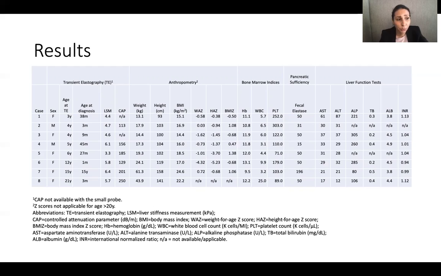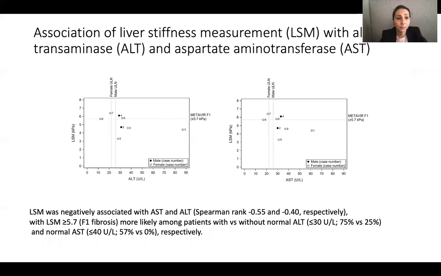All 8 patients underwent TE with a median LSM and CAP measurement, which is a measurement of steatosis, of 5.2 and 171 respectively. LSM was negatively associated with AST and ALT, with an LSM of greater than or equal to 5.7, or F1 fibrosis, more likely among patients with versus without a normal ALT and normal AST, respectively.